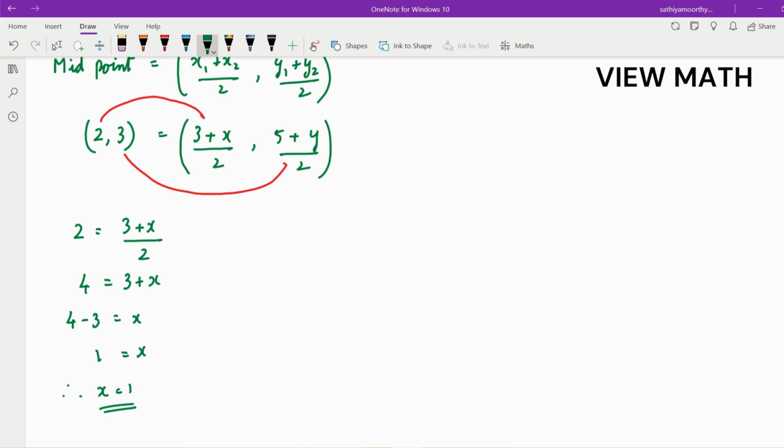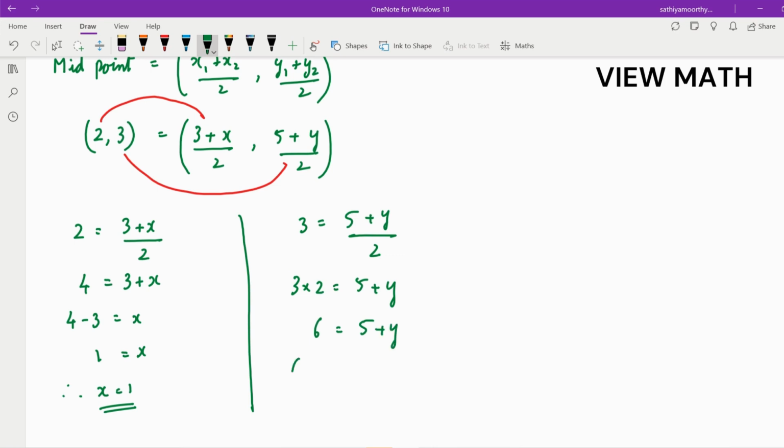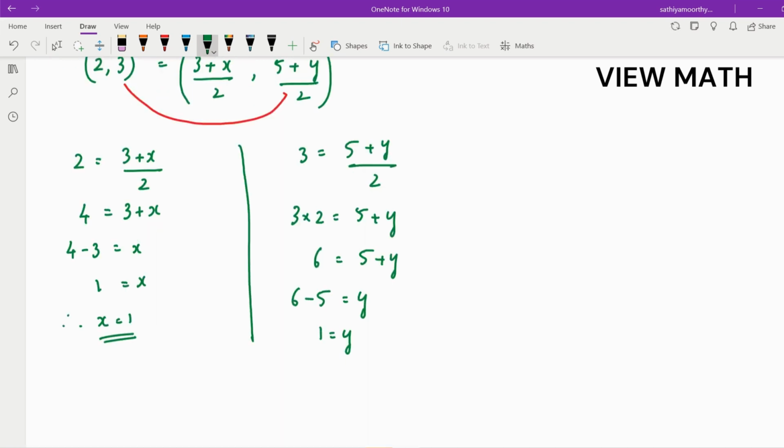Next I'm going to equate the y coordinate to y coordinate. So here 3 is equal to 5 plus y by 2. Now 2 I'm bringing to the other side. 3 into 2 is equal to 5 plus y. 3 into 2 is 6. 6 is equal to 5 plus y. Now 5 if I bring to the left hand side, it becomes negative 5. So 6 minus 5 is 1 and y is equal to 1. Therefore y is equal to 1.